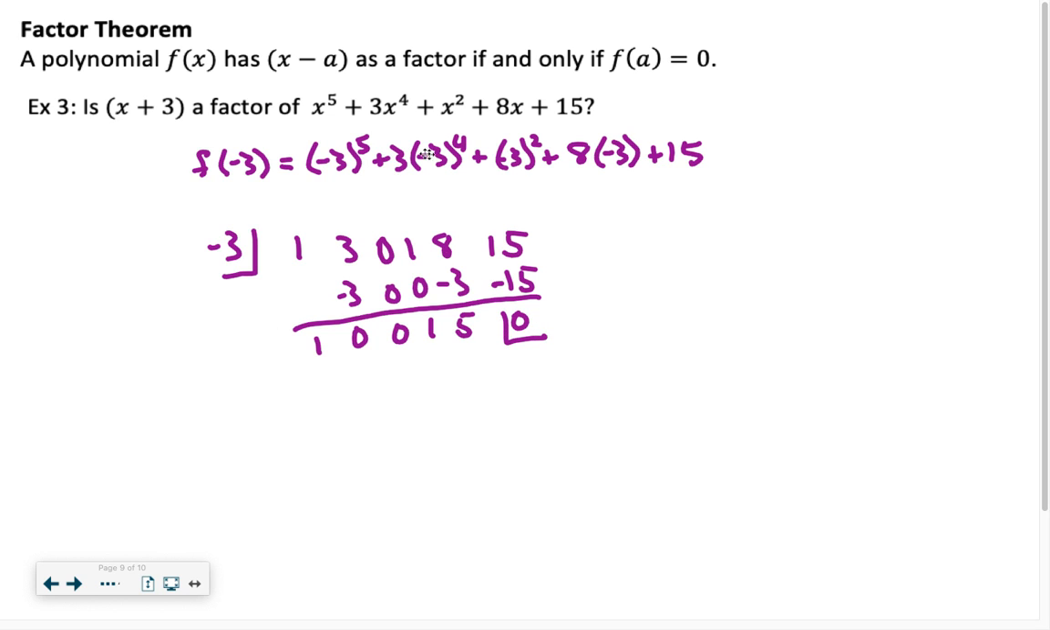I think that was a lot quicker than trying to go through and evaluate this. Okay? We end up getting a remainder of 0. If we were to calculate this all out, we would actually find that this is equal to 0. Okay? That means that x plus 3 is a factor. Right? We're going to look at this a lot more in the next section. Right? But for now, I want to make sure that we understand what this means.